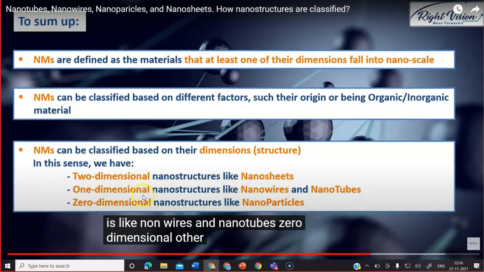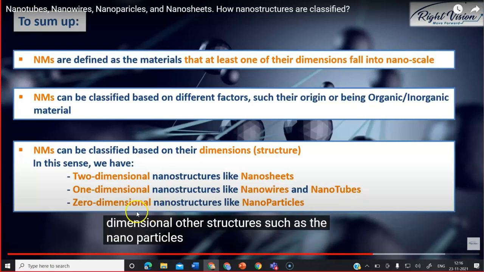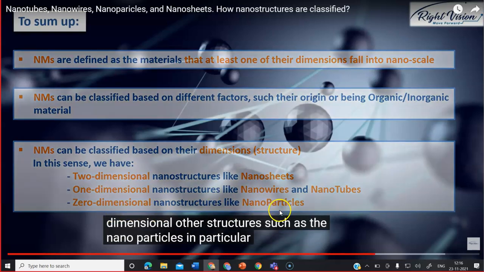This you remember: two-dimensional nanosheets, one-dimensional nanowires, nanotubes, zero-dimensional nanoparticles.